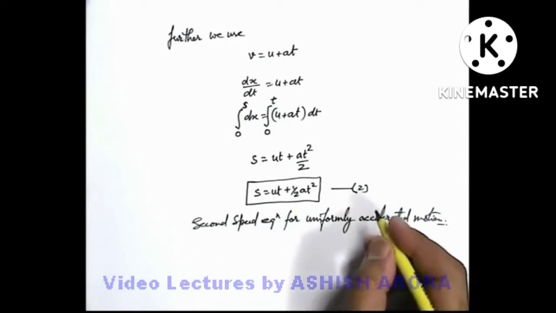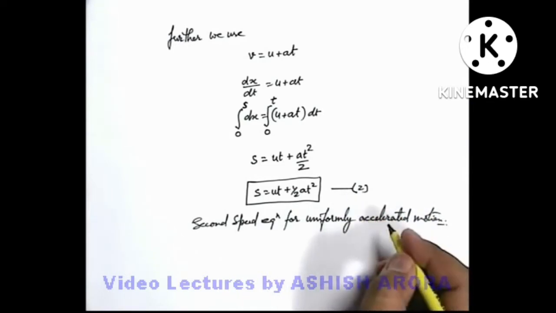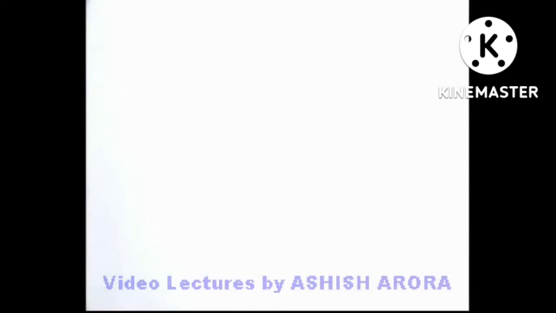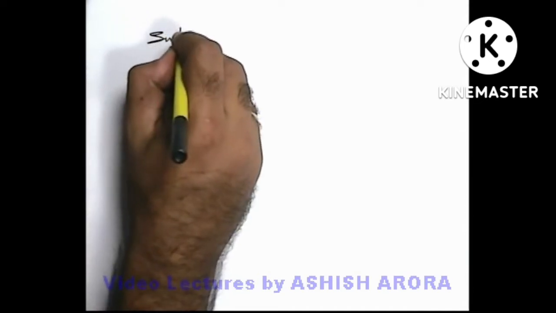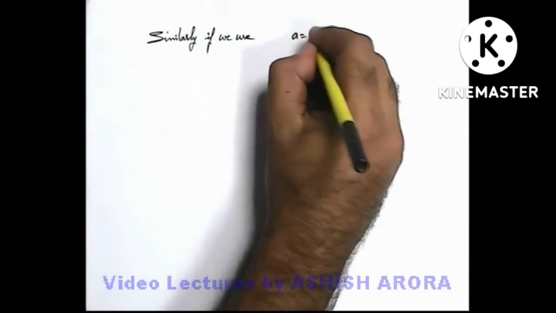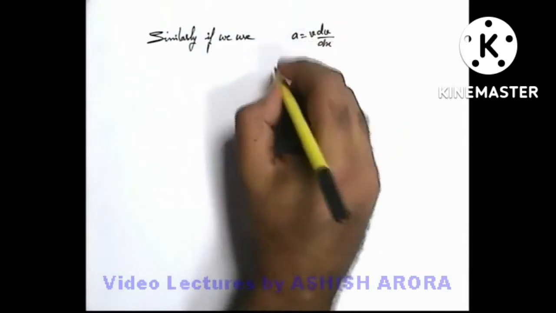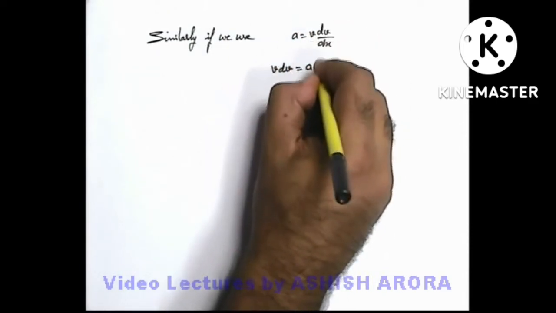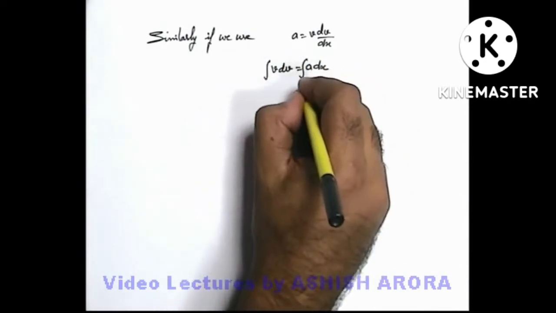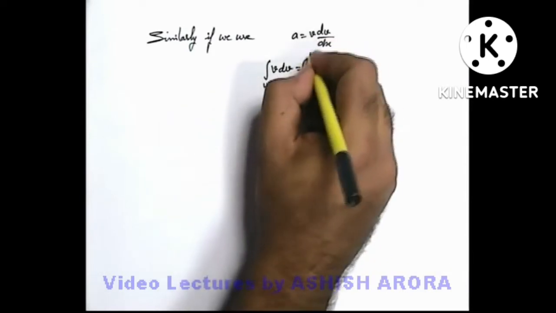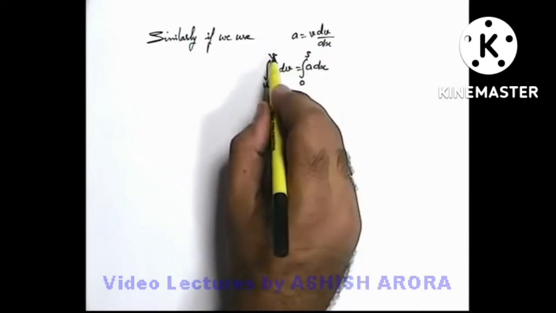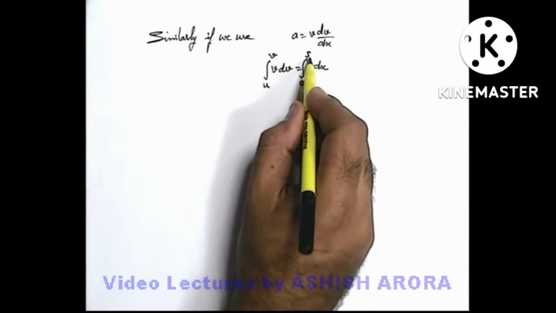Let's discuss another equation, that is speed equation number 3 or third speed equation for uniformly accelerated motion. Similarly, if we use acceleration as v dv by dx, here we can write v dv is equal to a dx. On integrating this expression, say from a starting point where displacement was 0 and velocity was u, say after covering a displacement s, say velocity becomes v, then on integrating we'll get the final velocity after traveling the displacement s.